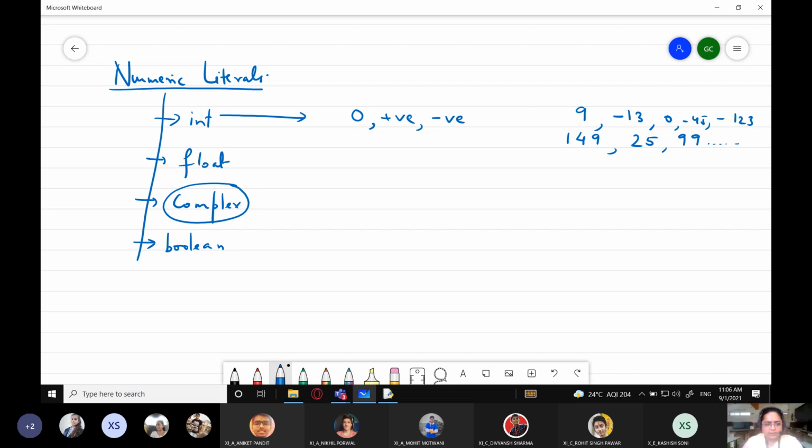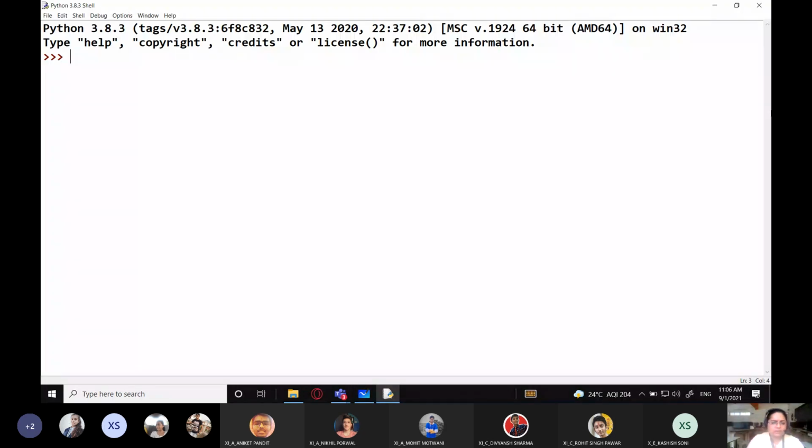In order to see integer literals, let us check it out over here on the interactive shell. I write a equals 45 and press enter, right? Now 45 is the literal over here. A is a variable which contains this literal, but 45 is the literal. If I want to print its value, I'll simply write A and it gives me the literal, that is 45.